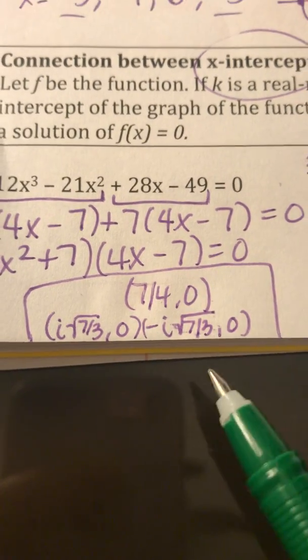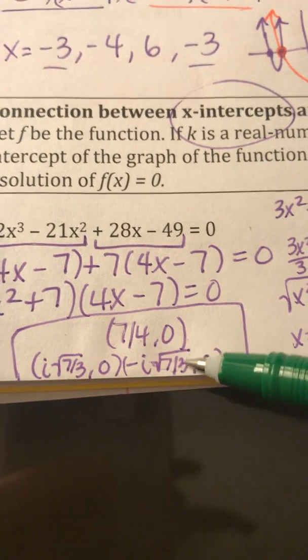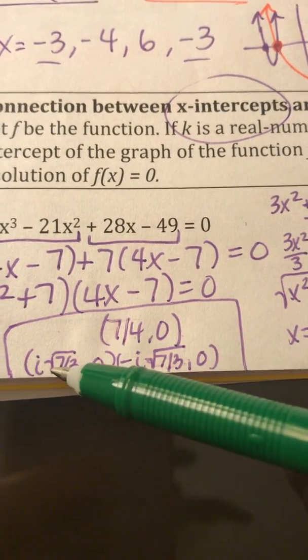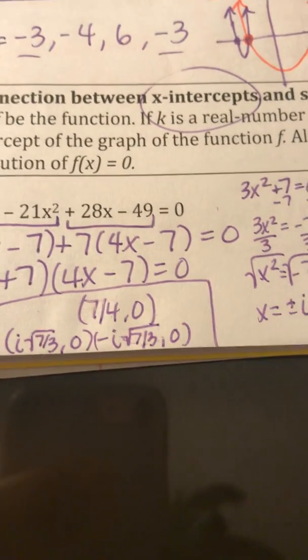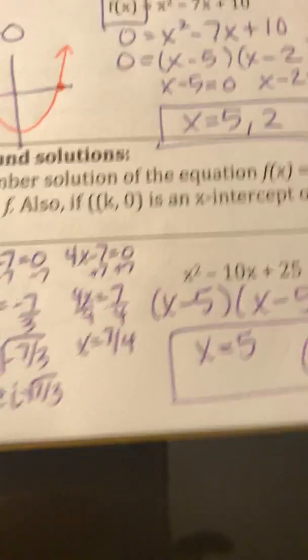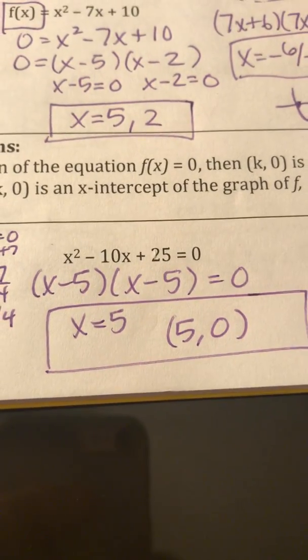These should be your intercepts. If not, you could have just had this as a negative square root of negative 7/3 and a positive square root of negative 7/3. Okay. This one is pretty straightforward.